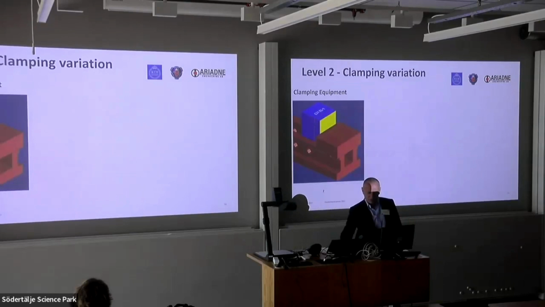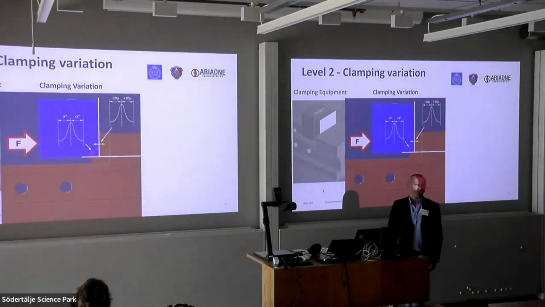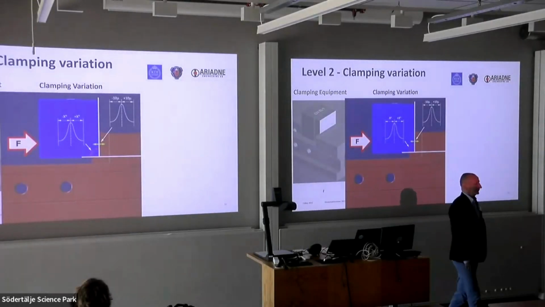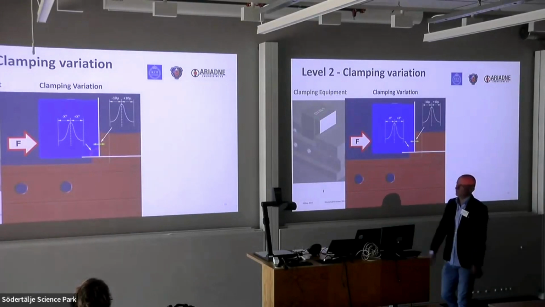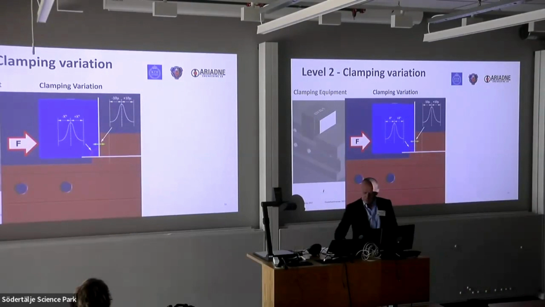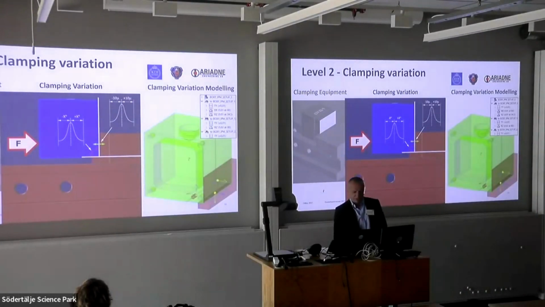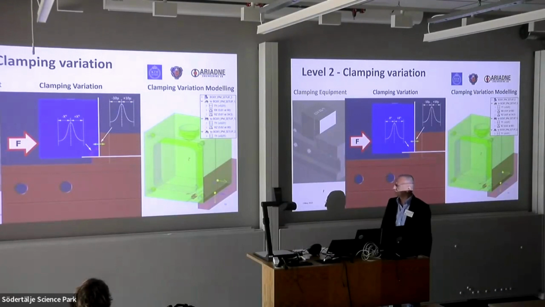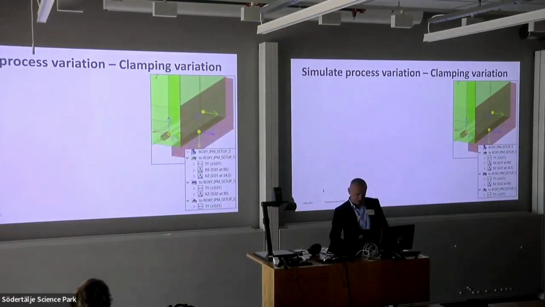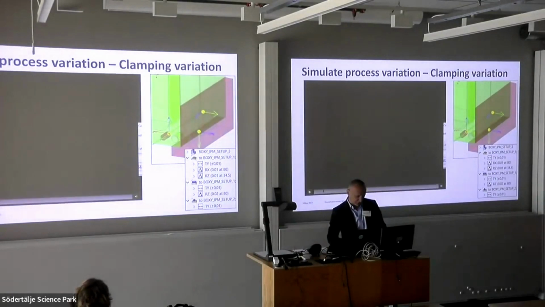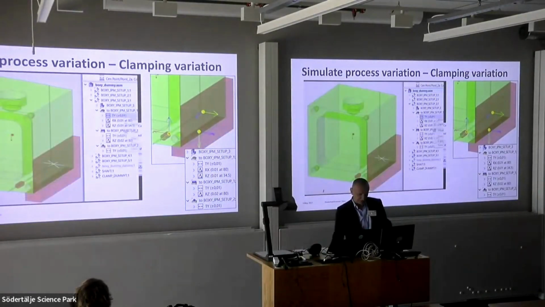Clamping variation, well, first of all, you need some kind of assessment of how big the variation is. We got help from an expert, from Magnus, to define that. Then we have to understand how the clamping process looks, so which surfaces are used and so on. And we are using kinematical methods to model all these things. And I will just show you a short animation.